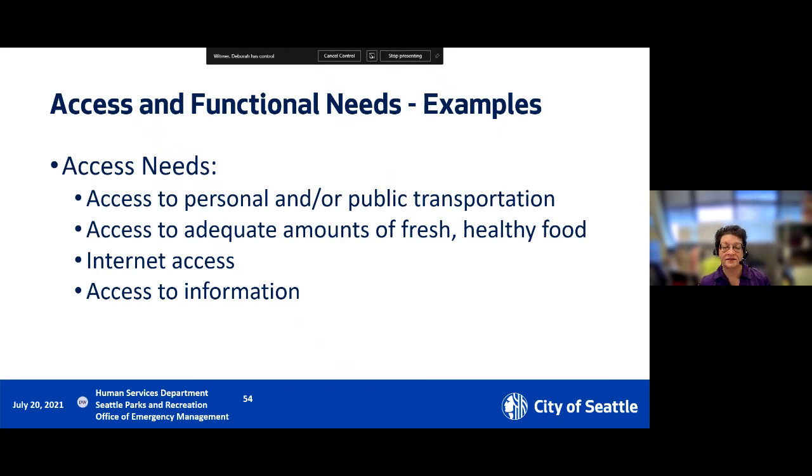All of these can create access needs. And especially when information is only presented in English, that makes communication really difficult. In emergencies, it's critical that everyone receive and have access to the same information at the same time.